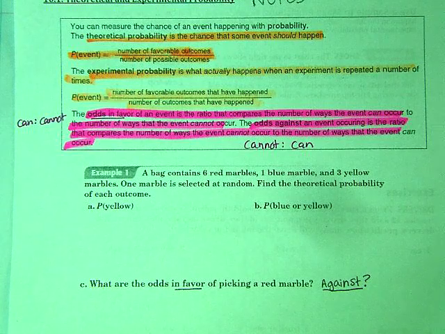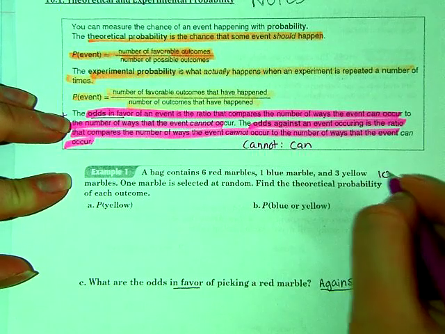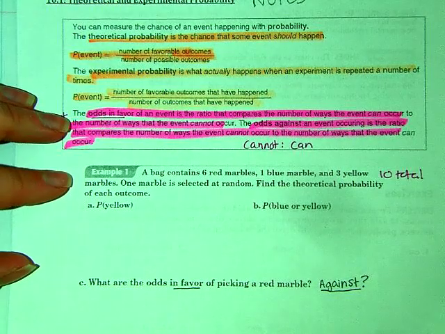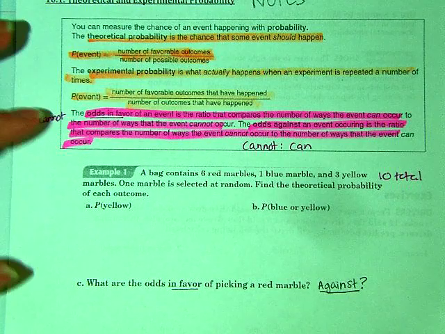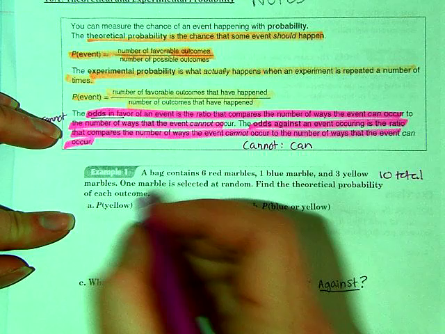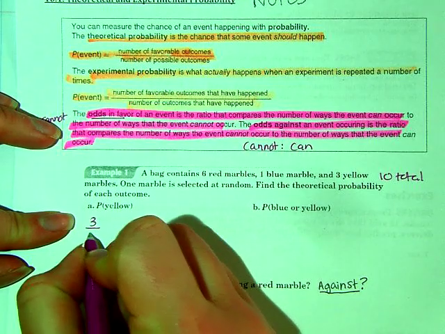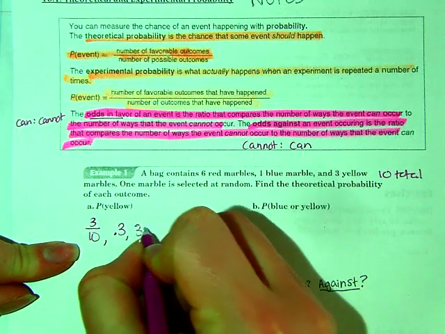A bag contains 6 red marbles, 1 blue marble, and 3 yellow, so there are 10 total marbles. 1 marble is selected at random. Find the theoretical probability of each outcome. So that's what should happen. The probability of getting a yellow, well, there are 3 yellows out of 10. So there's our fraction. The decimal form would be 0.3 and 30%.